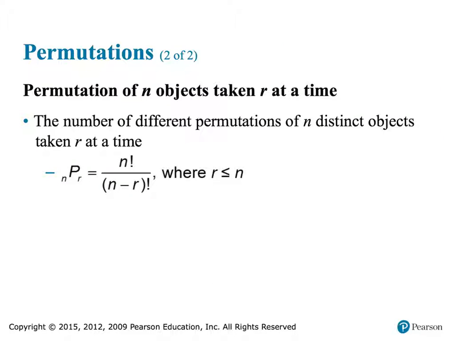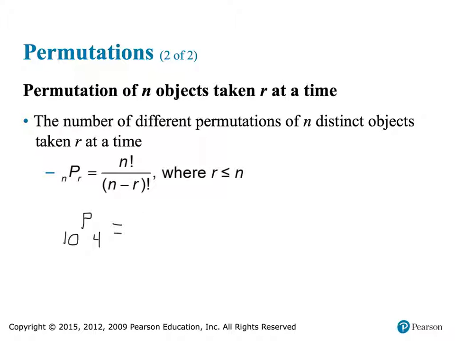Now sometimes we're going to be arranging objects where order matters, but we're not going to arrange them all. For instance, I might say I've got 10 runners to choose from, only 4 of which will be selected to run this relay. Well, order matters, therefore it is a permutation. But since we're not selecting all 10 of those runners, this is 10 permutations of size 4. We're only going to use 4 of them.